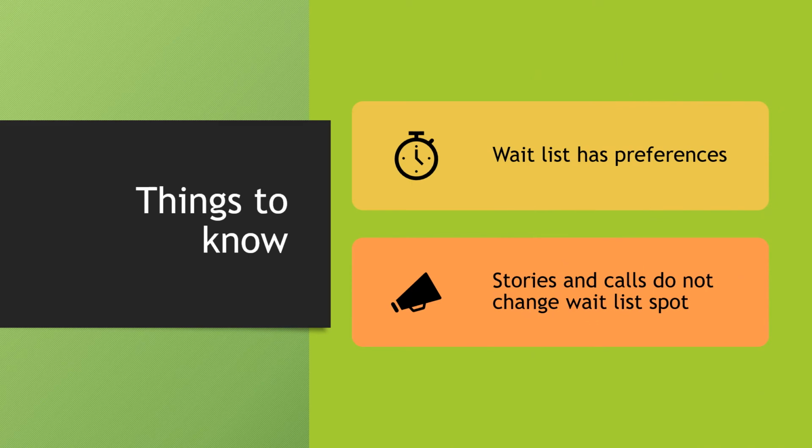Some things to know. Again, waiting list. The waiting list does have preferences. Check that housing authority or that project to see if there are specific preferences that apply to your case. Stories and calls do not change the waiting list. A person may call and try to say that they're homeless or try to explain that their situations are much more dire than anybody else on the application waiting list. However, the housing authority or the entity must follow that waiting list and how people have applied.